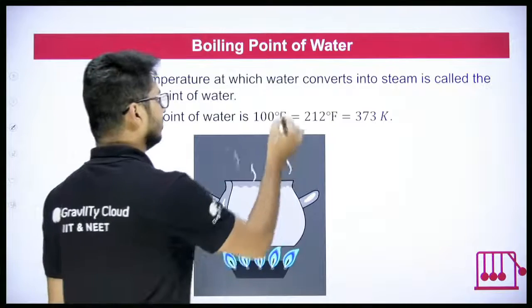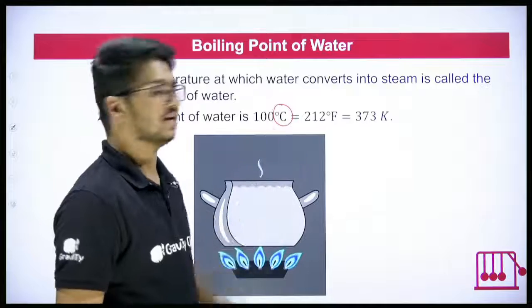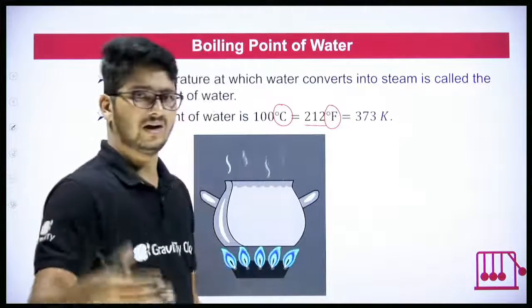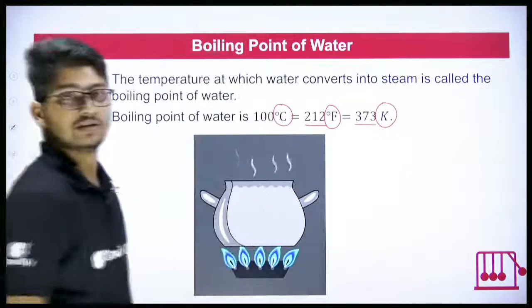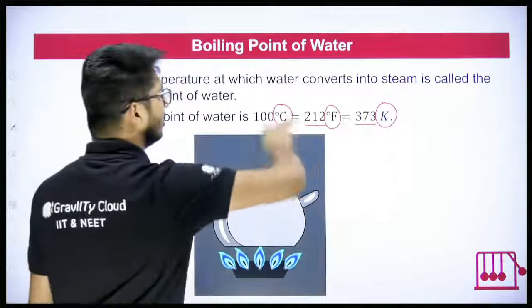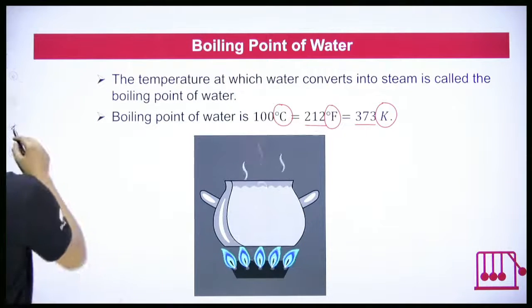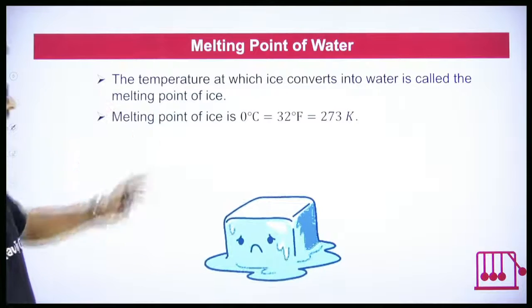So there are different units. This is called degree Celsius. The boiling point is 100. In terms of degree Fahrenheit, it is 212. In terms of Kelvin, it is 373. So with different units, you have different numbers, different values. Okay? Good.